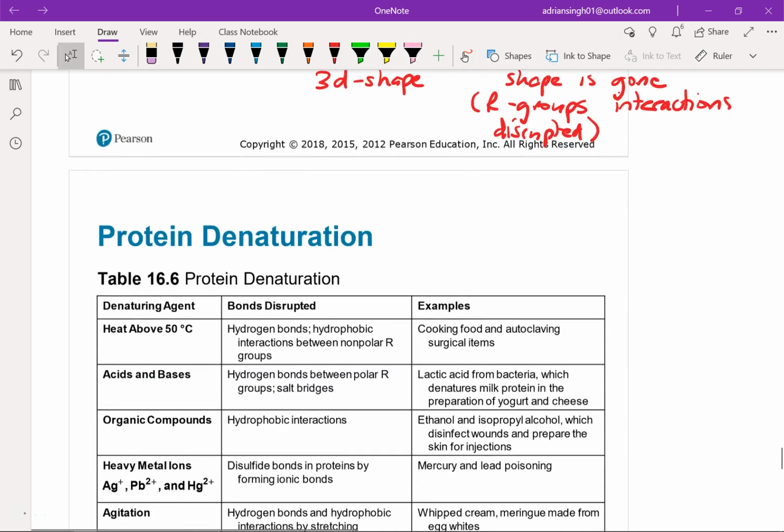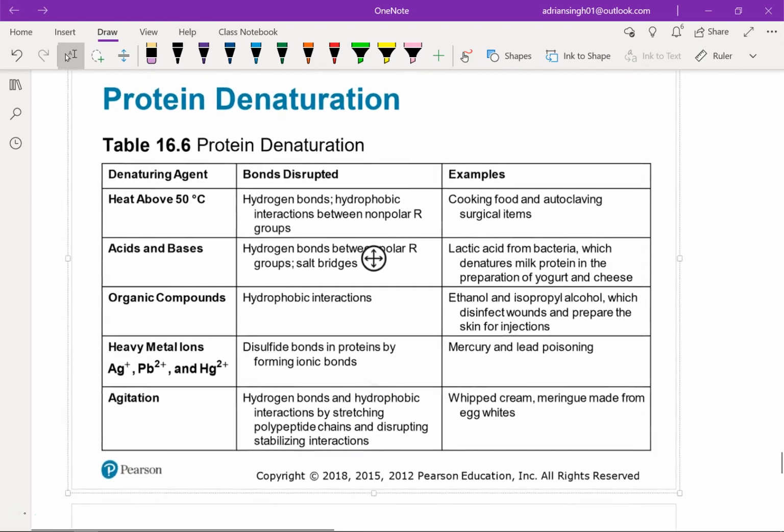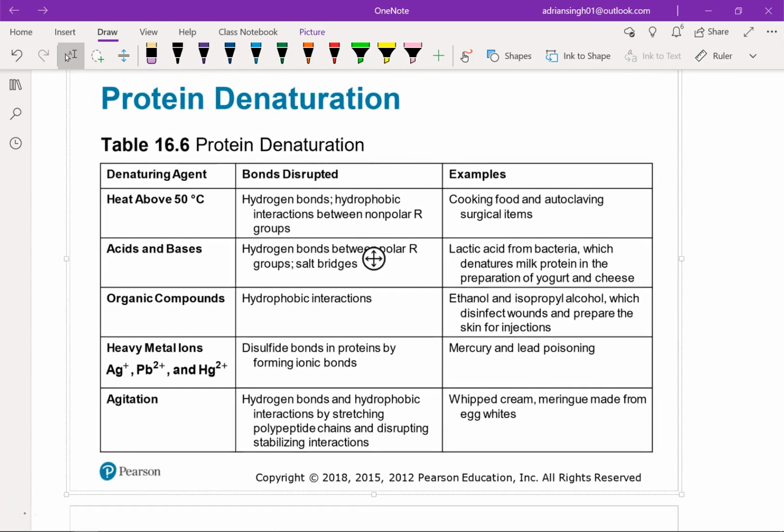Your book has a really good summary in table 16.6 of all the different denaturing agents that you can use to help denature a protein and how they actually do that.